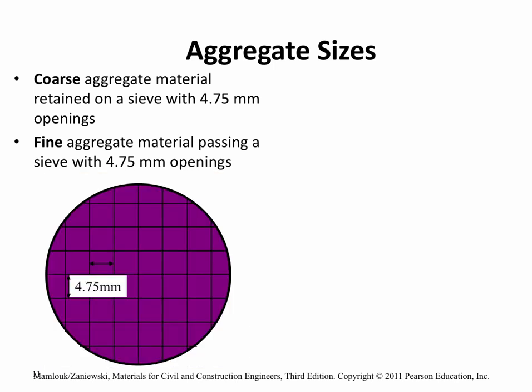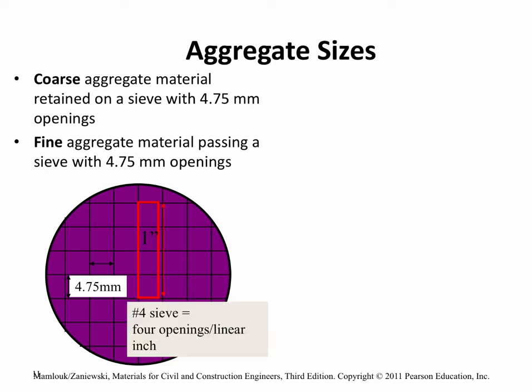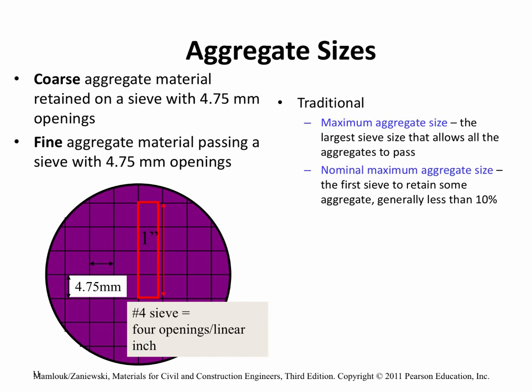And again, there we have the image of the opening is 4.75 millimeters. Now, that's how many openings. You would have 4 per inch on a number 4 sieve, as mentioned earlier. Now, one of the things that's going to be really important, and this is going to come back to us in concrete mix design, which is going to be module 3, but you will see this on page 1 of the aggregate chapter, is something called the maximum aggregate size.